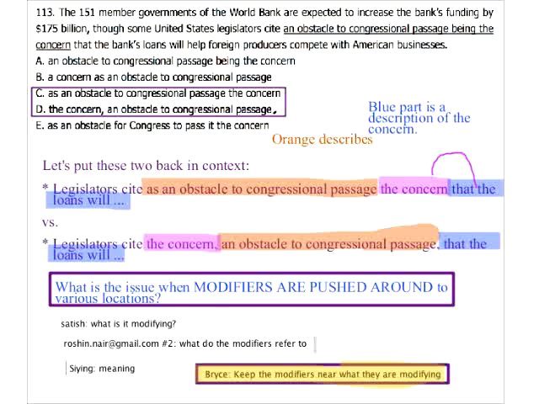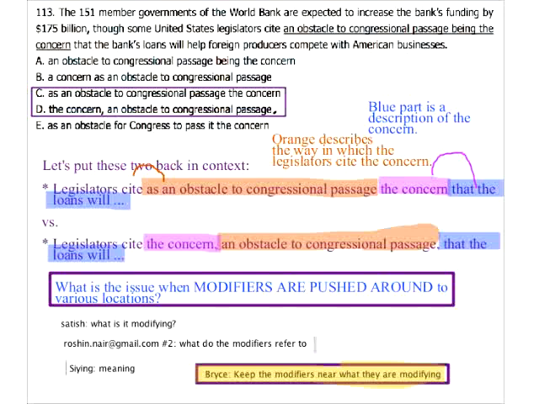The orange does. So you should put that reasonably close to the word cite. Because, you know, you see they cite it as an obstacle. So this means how are they citing it? Well, so you want that next to your cite. So either one of these things, but especially the concern that the loans will do whatever, you don't really want to break that up if you can help it, because that's what the concern is. This is needlessly opaque and hard to penetrate.